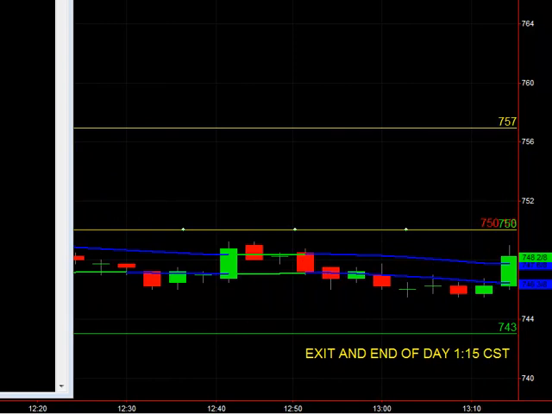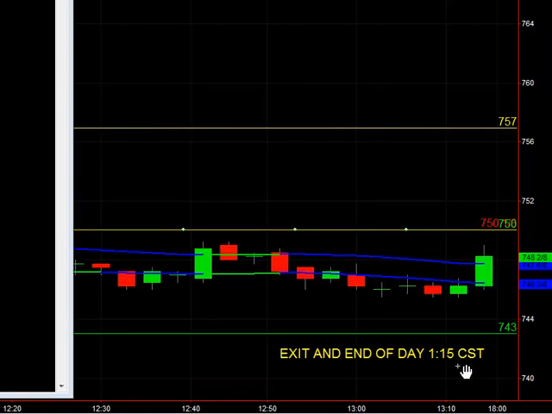And then at the end of the day, which is at 1:15 Central, you're going to exit your position. You do need to be careful with grains, because grains can go limit up or limit down, and you can check the CME site, the Chicago Mercantile Exchange site, and see what the up and down limits are. But again, we're not looking to swing trade this.